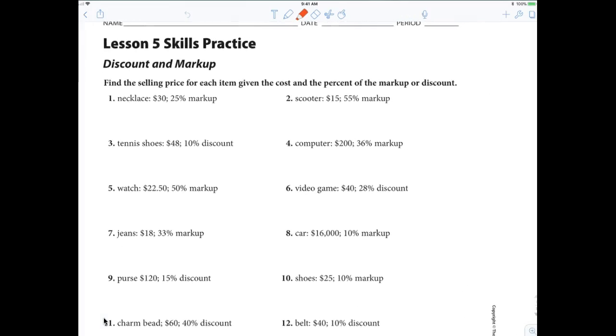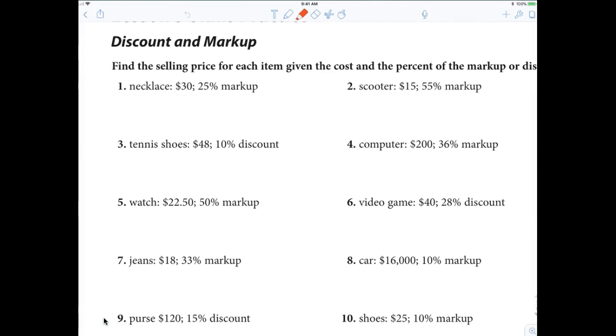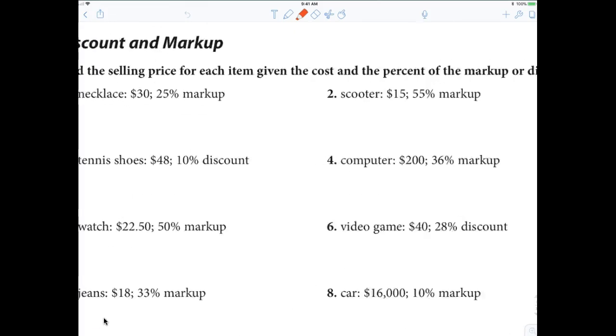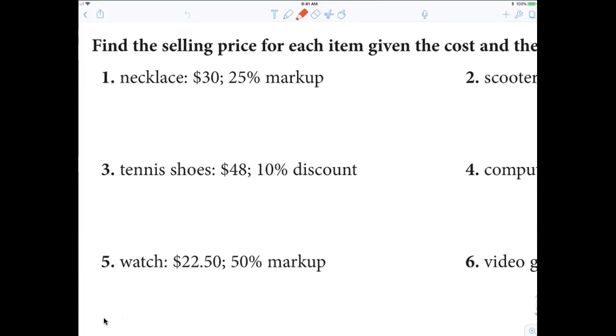It says find the selling price for each given the cost and the percent of markup or discount. So you're going to buy a necklace for $30 and you're going to mark it up 25%. I'm going to teach you two strategies, and then I'm going to show you how I want you to know how to do it. One is a basic way.